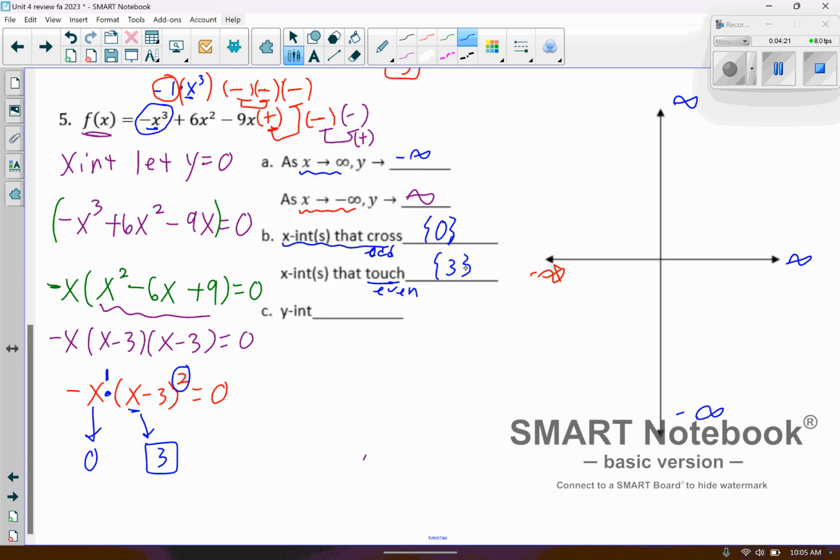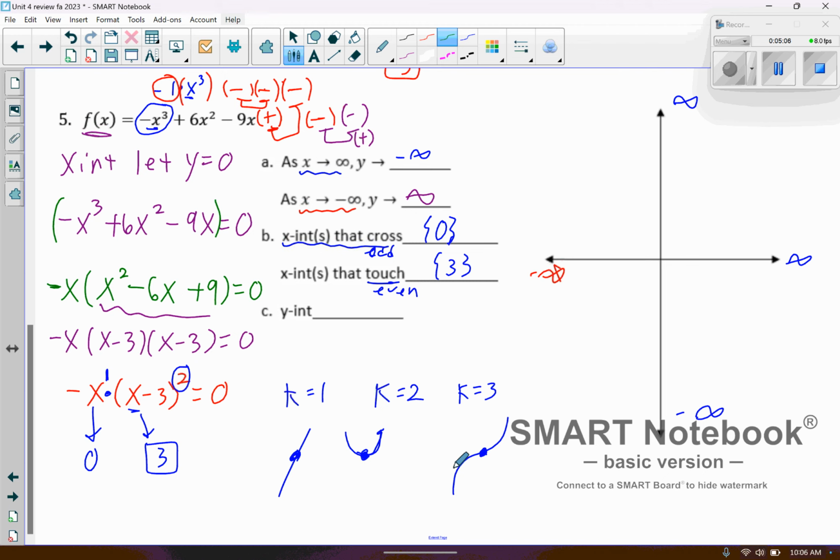Just to review, if your multiplicity is 1, it goes through the x-axis, almost like a straight line. If your multiplicity is 2, then it bounces off. It has a parabola shape to it where it hits the x-axis like that. And if you have a multiplicity of 3, which we might come upon later, that one looks like a cubic function. It curves in and out where it hits the x-axis. It does cross, but it's a little different than the multiplicity of 1. It has a little curve in and out of it.